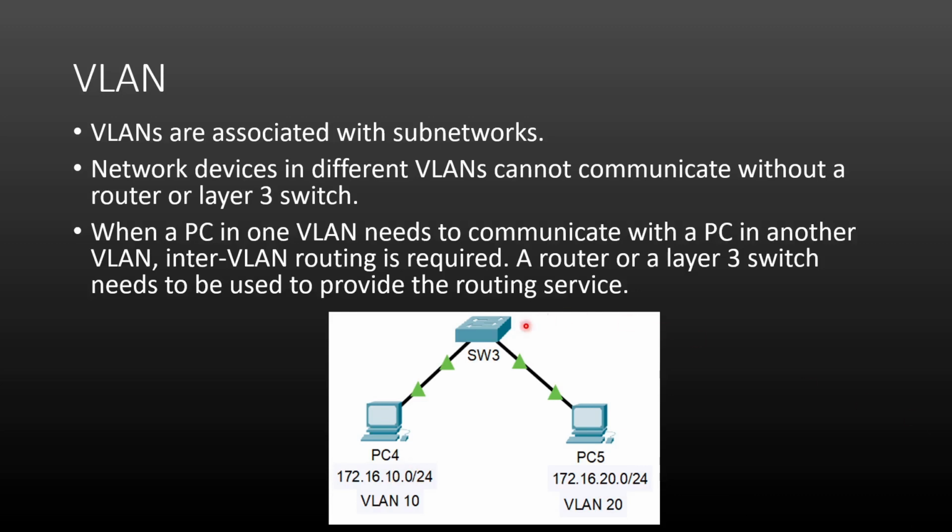So when a PC in one VLAN, like PC4, needs to talk to PC5 in a different VLAN, VLAN 20, a router or a layer 3 switch is required to provide inter-VLAN routing.